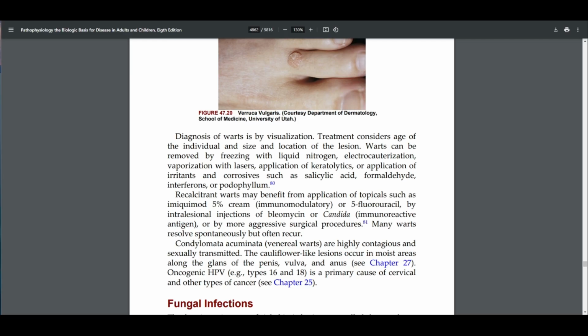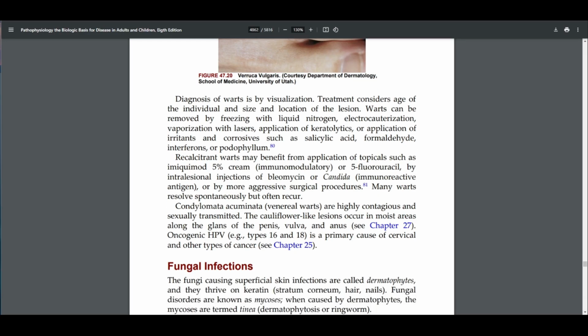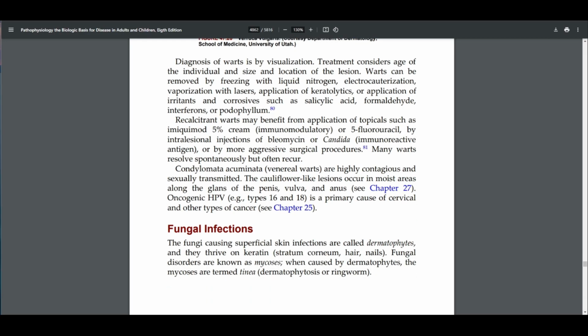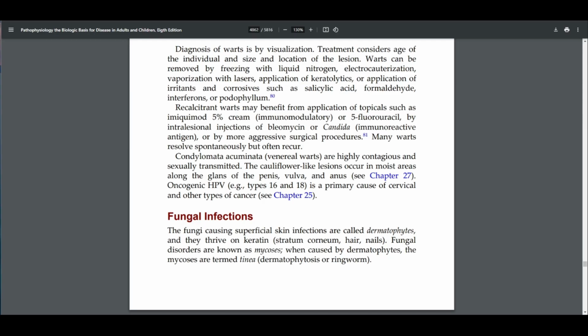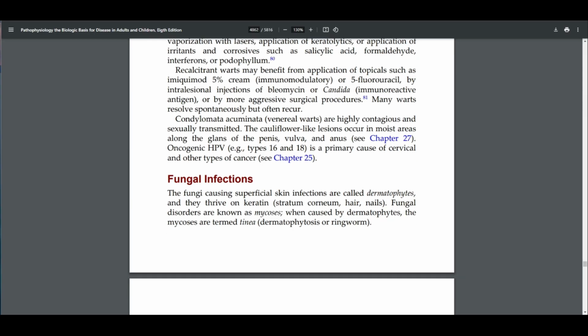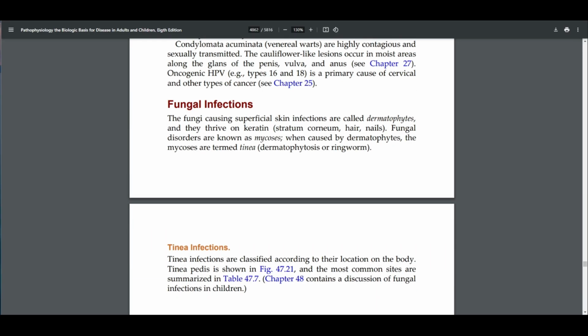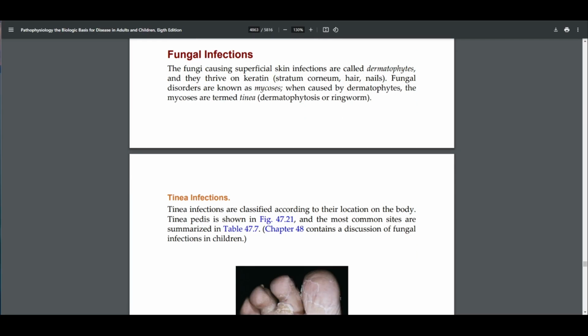Condylomata acuminata, or venereal warts, are highly contagious and sexually transmitted. The cauliflower-like lesion occurs in moist areas along the glans of the penis, vulva, and anus. See chapter 27. Oncogenic HPV, types 16 and 18, is a primary cause of cervical and other types of cancers. So that was viral infections, but now we're leading into fungal infections.